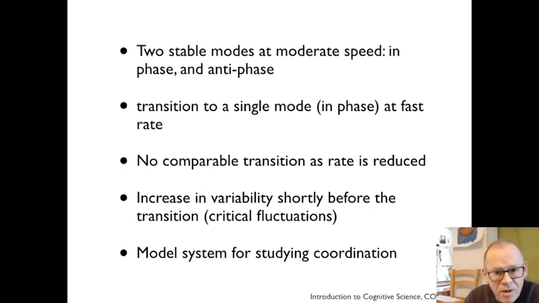Before every stock market crash, the prices go wild. They don't just fall off a cliff and go down, they go up as well as down. So we get this increase in variability or an increase in fluctuations prior to the shift from one stable mode of organization to another stable mode of organization. These are the sort of concepts that turn out to be very, very handy as we turn to study movement and coordination.